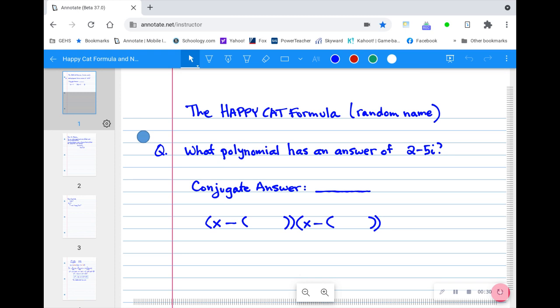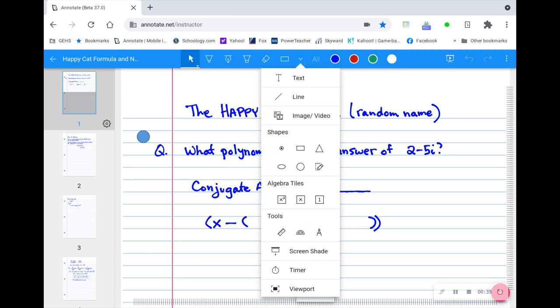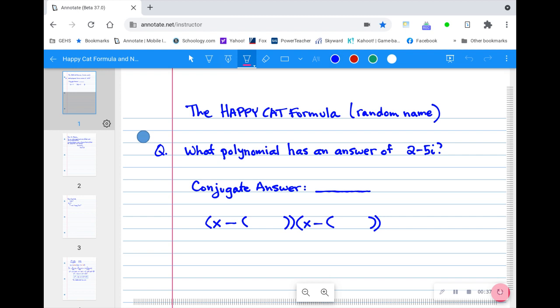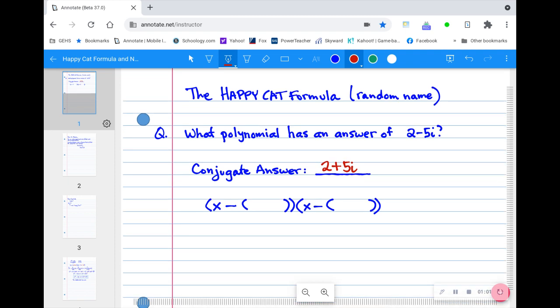All right, so polynomials sometimes have complex number answers. Let me just highlight the one I'm looking at here. We have a complex answer of 2 minus 5i. Now, these answers always come in pairs. So there's 2 minus 5i and its conjugate 2 plus 5i. You change the sign that's in front of the i, or in some cases when you just have a square root, you change the sign in front of the square root. The other sign doesn't change.